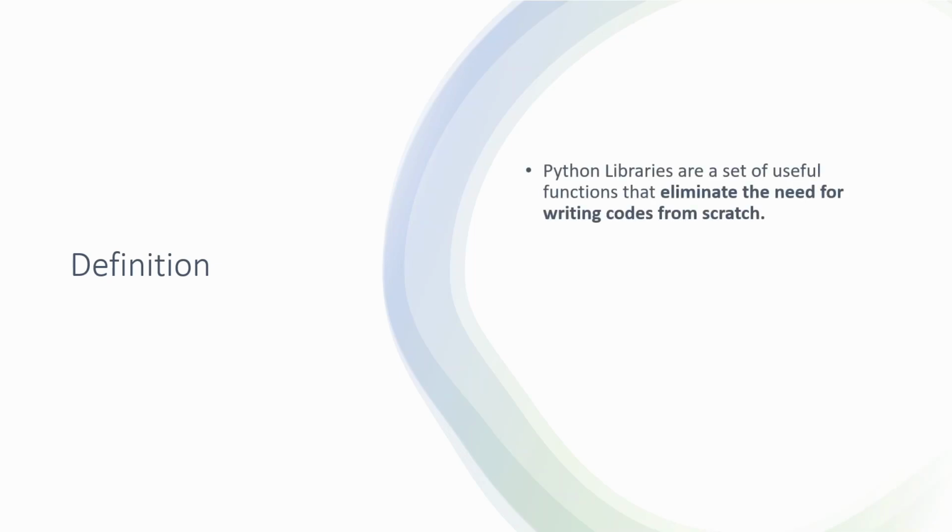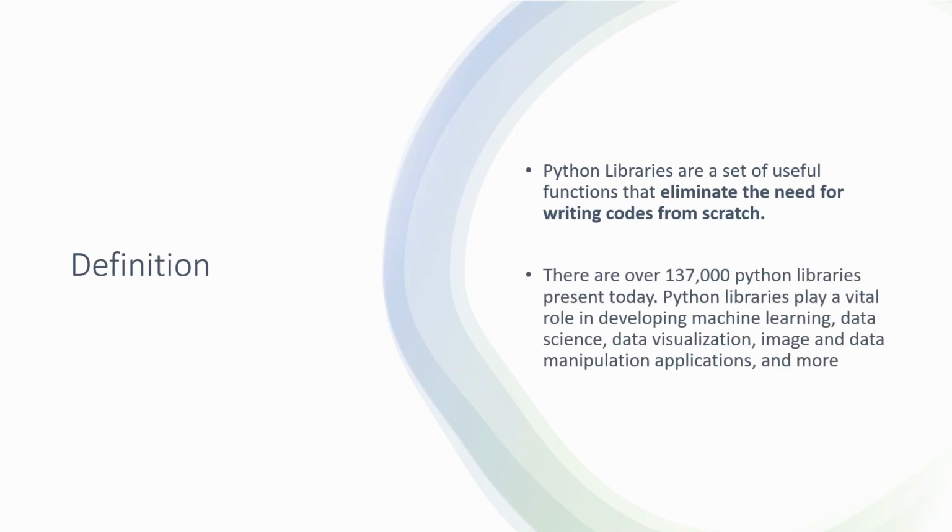So a definition for you right here. A Python library, or Python libraries, are a set of useful functions that eliminate the need for writing code from scratch. So libraries, if you think about them, are essentially pieces of code that have been written by people all over the world, and by utilizing them in your Python code, it'll save you a lot of effort in writing additional lines of code or complex lines of code.